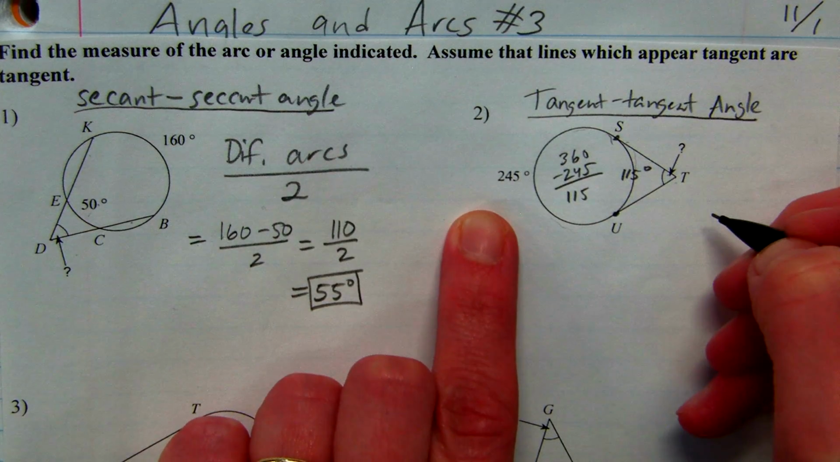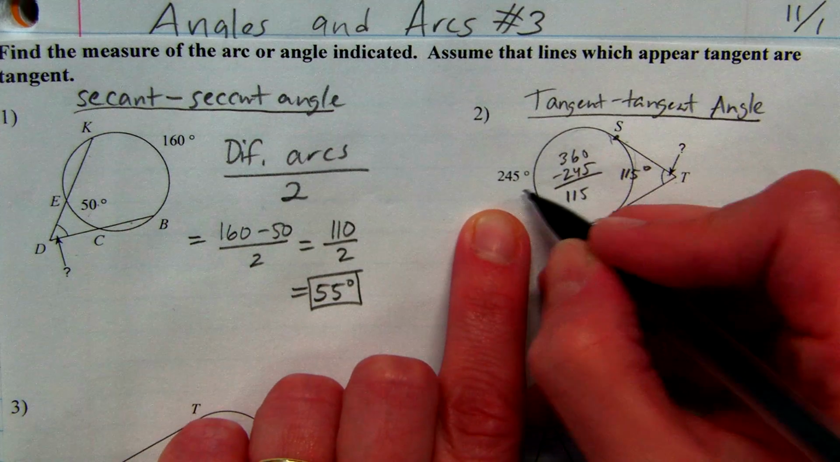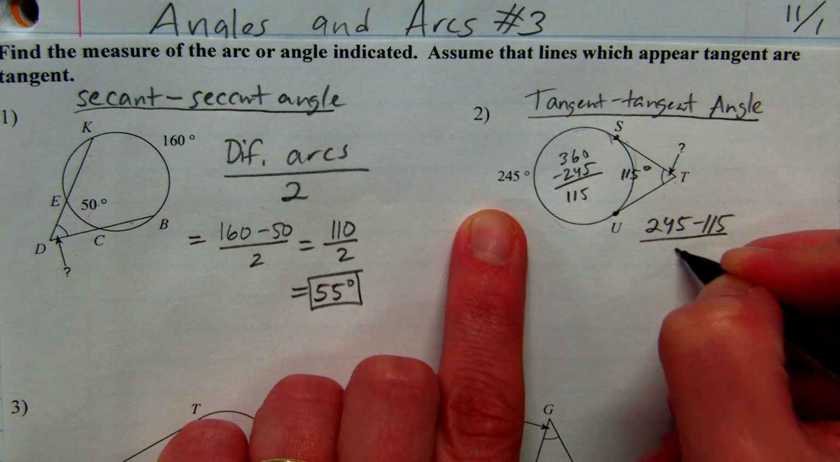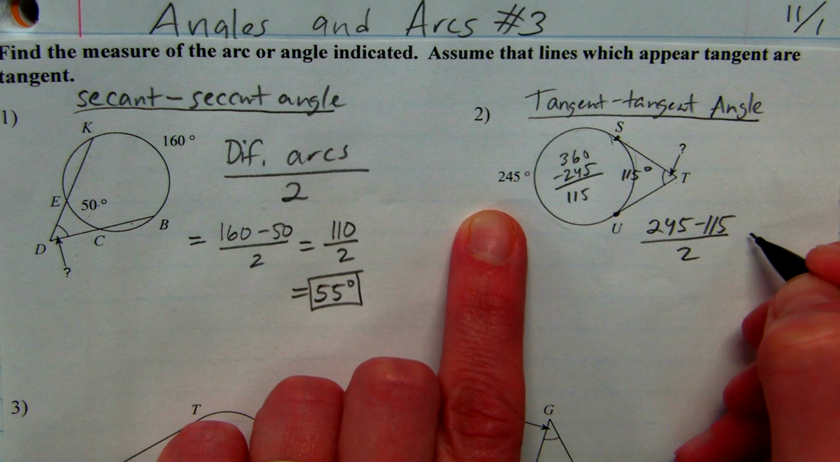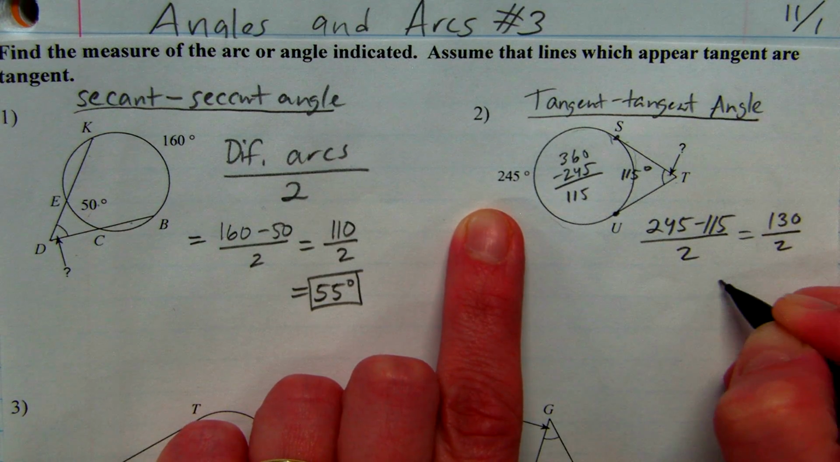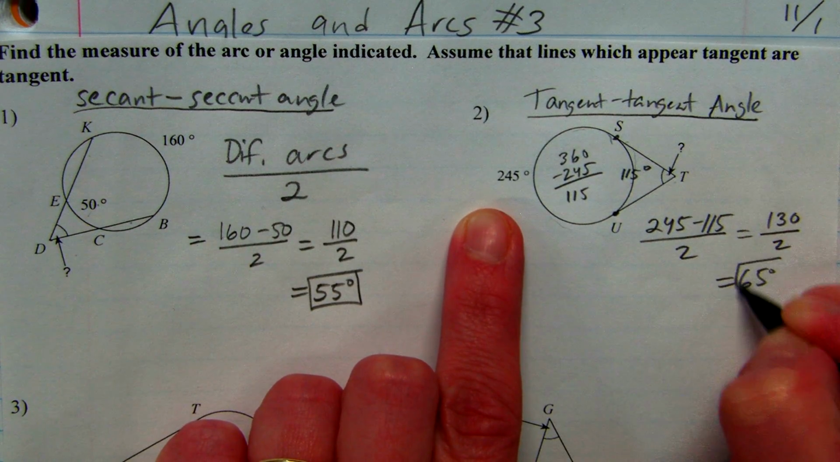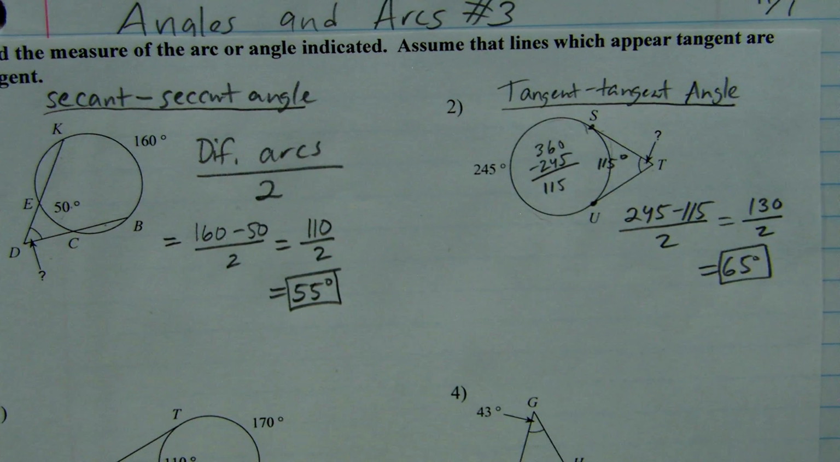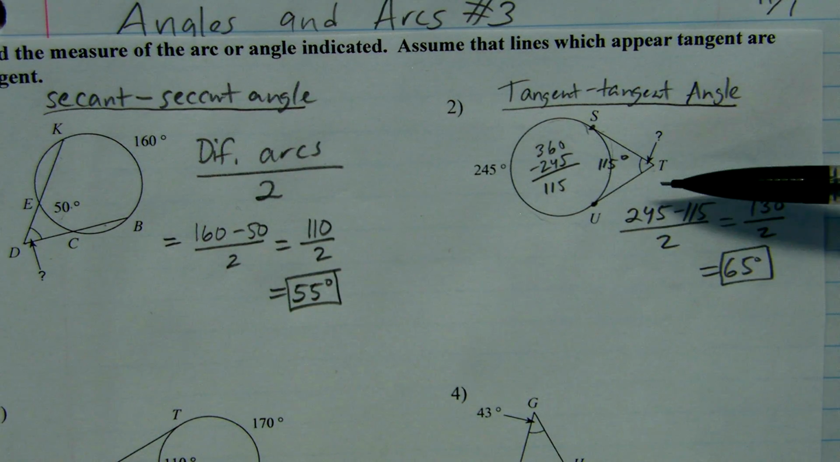And then the formula for this is the same. We're just going to take the difference of the two arcs, 245 minus 115, and then we'll divide by 2. So that'll end up being 130 divided by 2, which is 65 degrees. Hold on a second. Okay? So it's the same formula, but the picture looks really different.